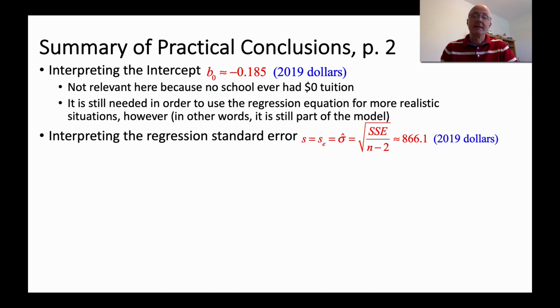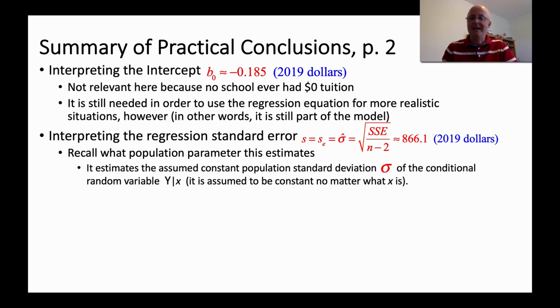And its formula is that it's the square root of SSE, the sum of the squares of the errors, divided by n minus 2, with regression involving one explanatory variable. The n minus 2 in that case, when you've got one explanatory variable, is going to be the degrees of freedom. Okay, it turns out to be 866.1. How do you interpret that? Well, recall what population parameter this estimates. It estimates something called sigma. This, in the model, is the assumed constant standard deviation, constant population standard deviation of the conditional random variable capital Y given x. It is assumed to be constant no matter what x is.